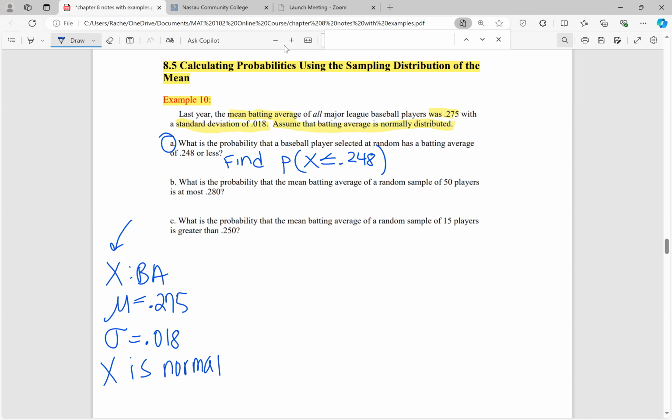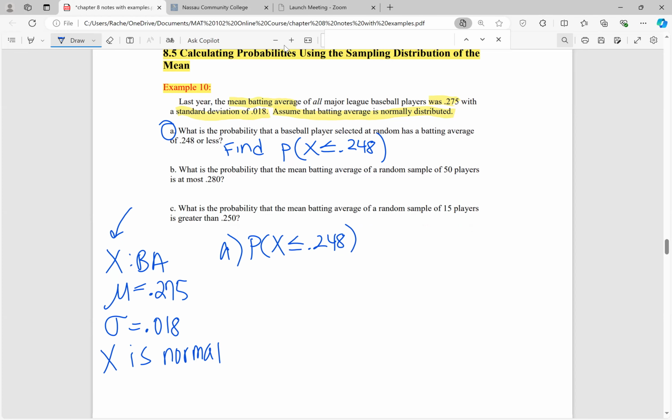Well, how do we do that? We're looking for a probability, and we know that X is normally distributed. And remember what I stressed in chapter 7, area under the normal curve is equal to probability, right? So if we could locate this proportion of area under the normal curve, we could use a normal table or just use the calculator to look up our value, right? So in A, we want to find the probability that X is less than or equal to .248. And we have a normal distribution.